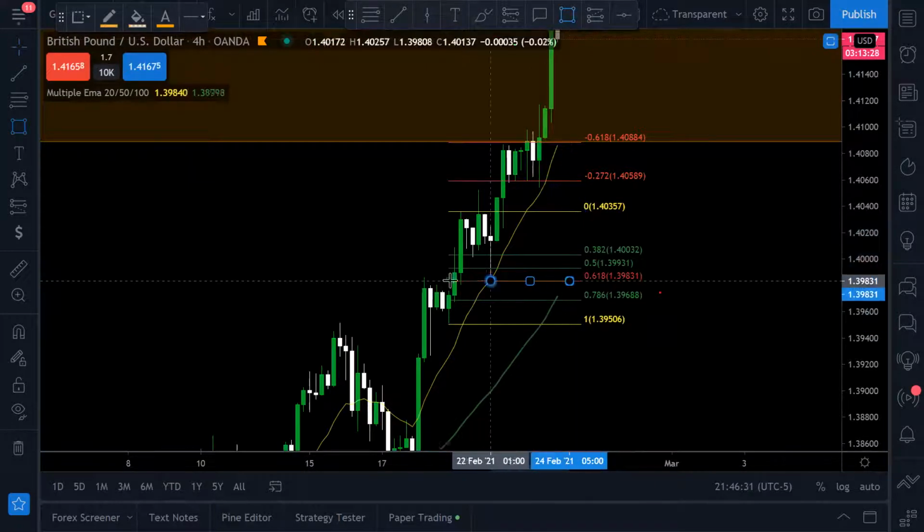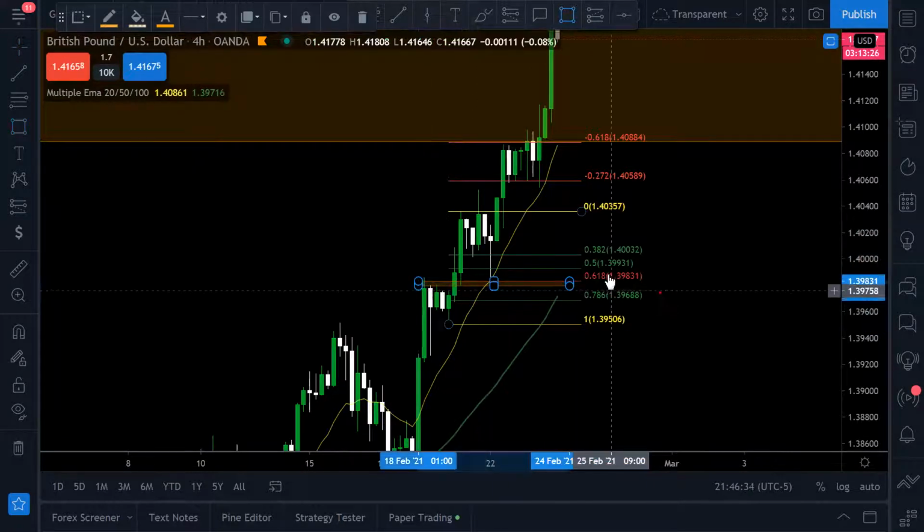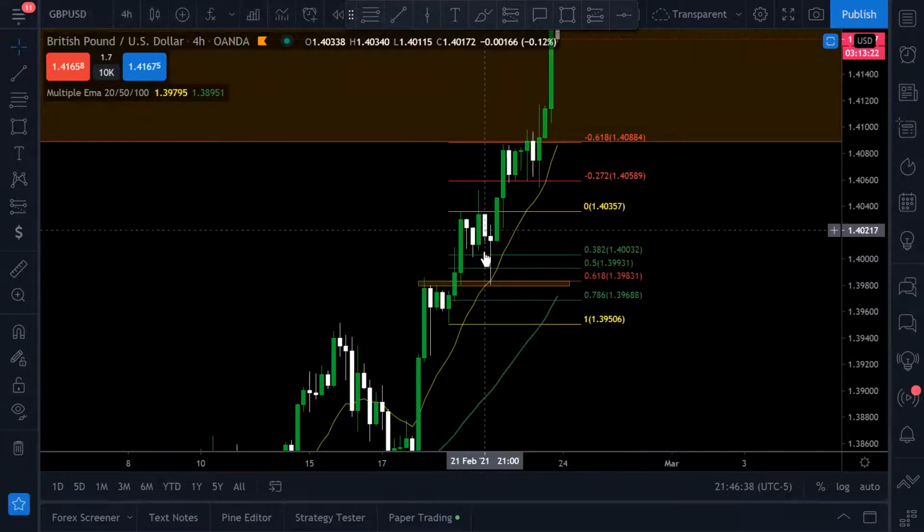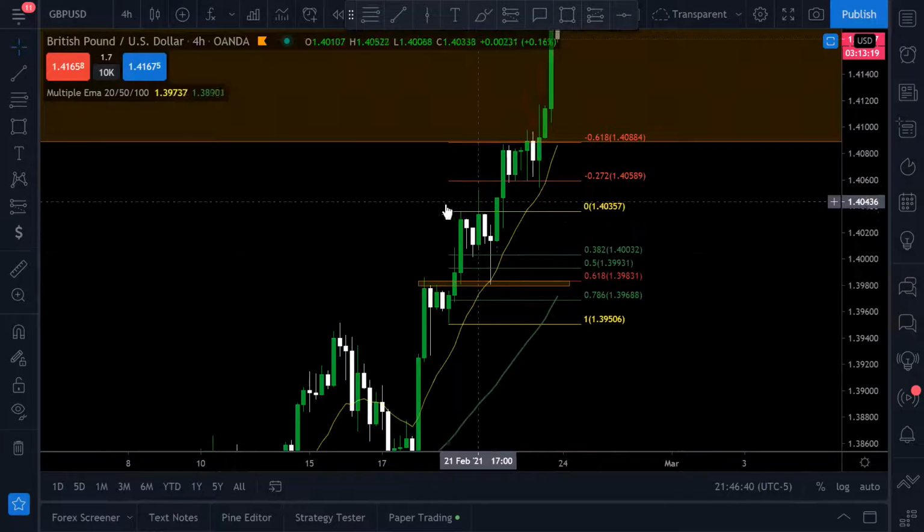And here was the structure here at 0.618. This is the golden ratio. This is the best kind of retracement you want, a nice deep one. And I've talked about this.